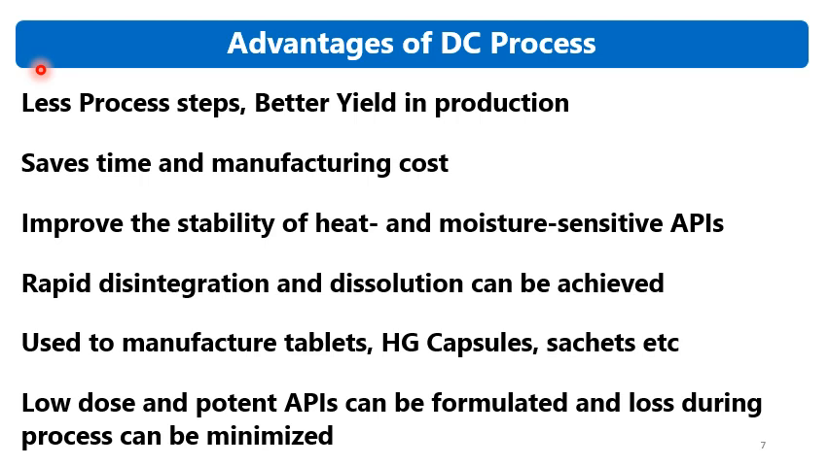One of the important things here is to understand that low dose and potent APIs can be formulated by the DC process. As the number of steps is less, loss during the process can be minimized and the low dose and potent APIs can be handled.